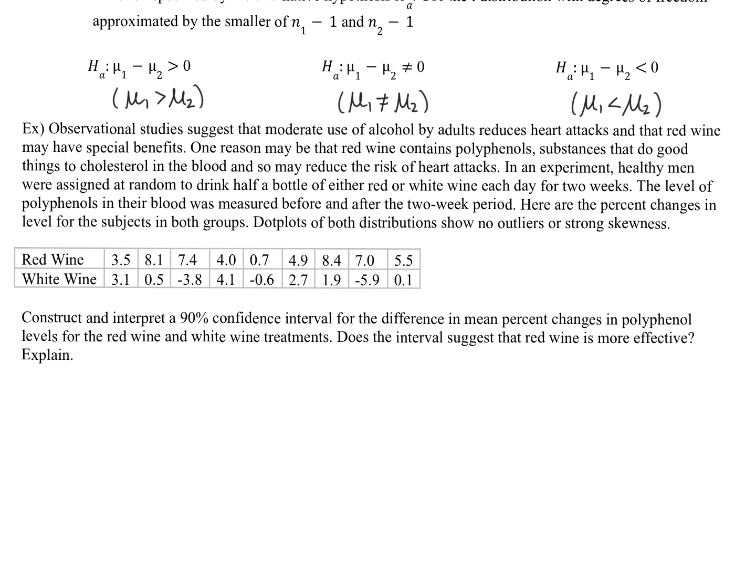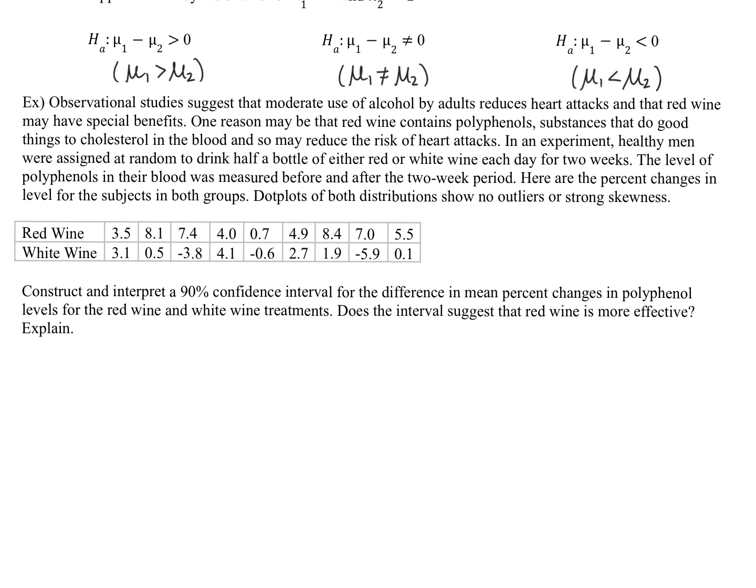So we're going to construct and interpret a 90% confidence interval for the difference in mean percent changes in polyphenol levels for the red wine and white wine treatments. Does the interval suggest that red wine is more effective? Explain. So first, we are going to define our x1 and our x2. I'm going to let x1 be red wine and x2 be the white wine.